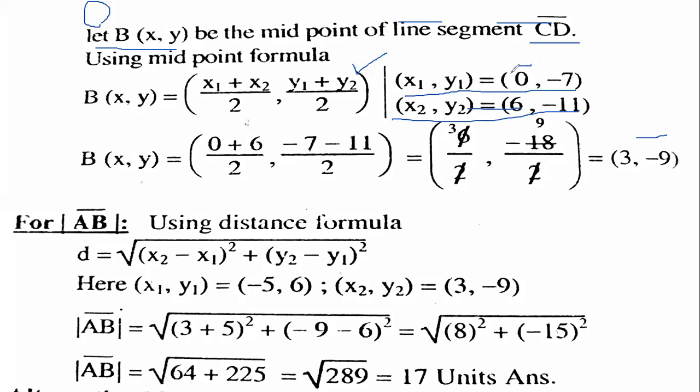So the x components are 0 and 6. Their sum will become 0 plus 6 by 2. And y1, y2 are minus 7, comma minus 11. Their sum becomes minus 7 minus 11 by 2. 0 plus 6 gives us 6. 6 by 2 gives us 3. 2 1s are 2 and 2 3s are 6. So the x component of B becomes 3. Similarly, minus 7 minus 11 is minus 18 by 2. 2 1s are 2, 2 9s are 18. And the y component of the point B is minus 9. So 3 comma minus 9 are the coordinates of the midpoint B.